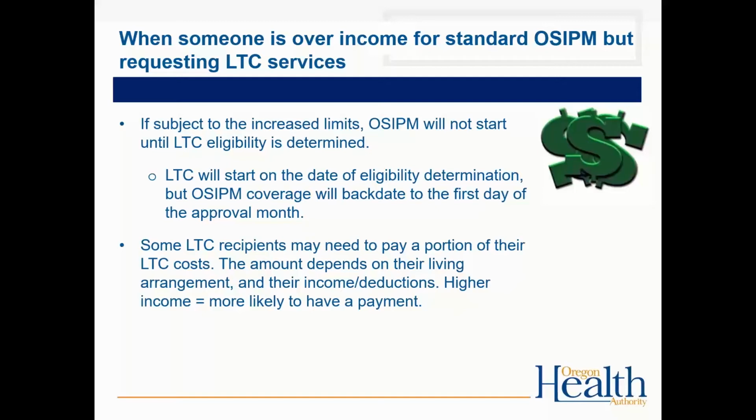So let's say today someone was approved for long-term care, they would get their OSIP-M back to the first of this month. Also, a unique thing with long-term care is that sometimes recipients will have to pay part of the cost that the state pays. That totally depends on where they're living and their income and deductions. Anyone with higher income is more likely to have a payment or a higher payment. Okay, next slide.